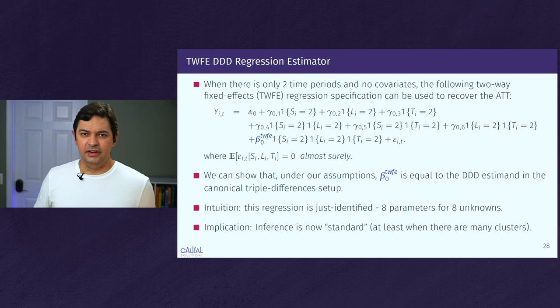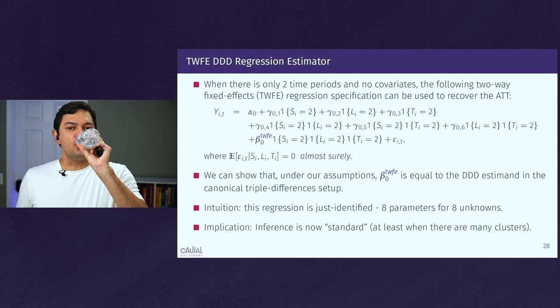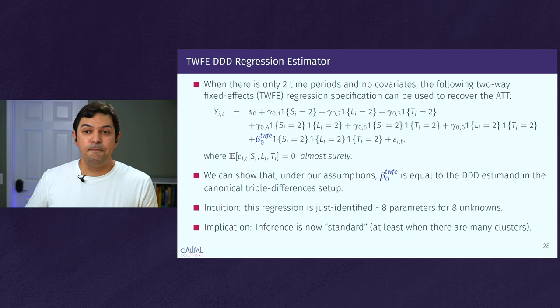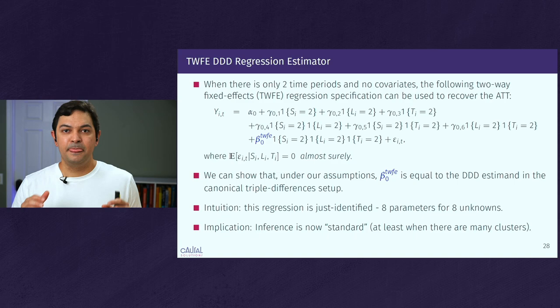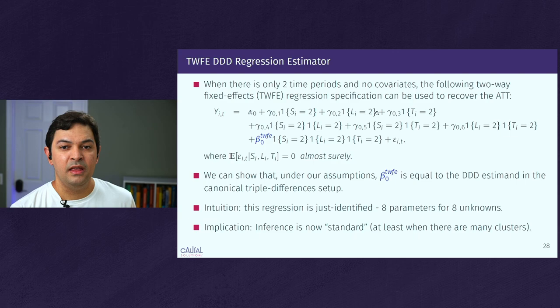This is going to be very similar to the 2-way fixed effects regression we had before in the 2 periods, 2 groups case, the canonical DID. But now, perhaps I should call this 3-way fixed effects, instead of 2-way fixed effects. Because we're going to first have a state dummy. We're also going to have a partition dummy, right? We have here partition L equals 2, and we're going to have a post-treatment dummy.